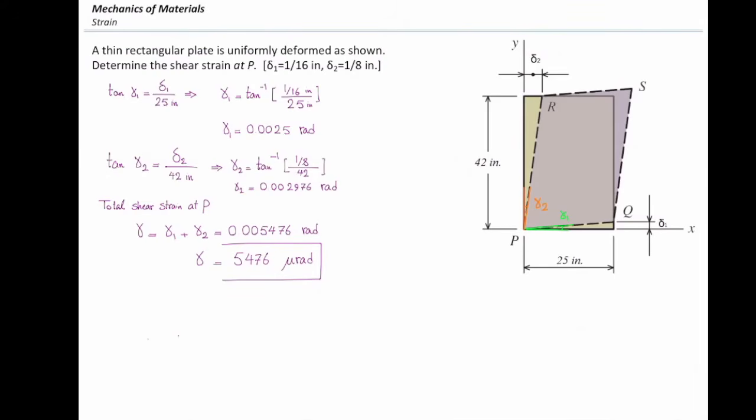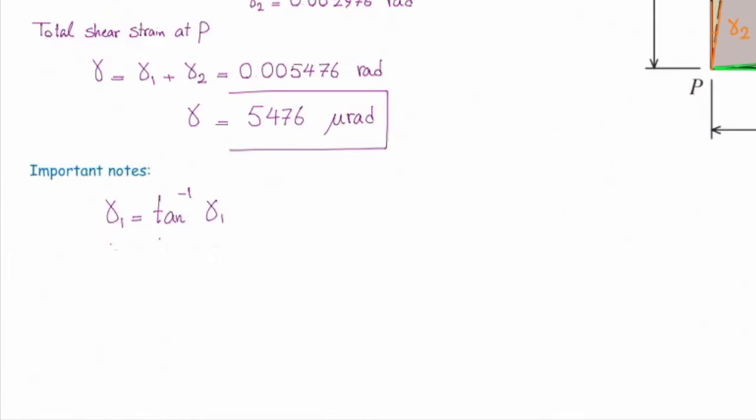Alright, there is a notification here. There is one important fact here. For determining gamma 1 and gamma 2, we used inverse tangent. But it is not necessary, actually. We don't need to use inverse tangent to determine how much is gamma 1 and gamma 2. So in this case, instead of determining gamma 1 as inverse tangent of 1/16 over 25, if I simply divide 1/16 by 25, I will get the same number.